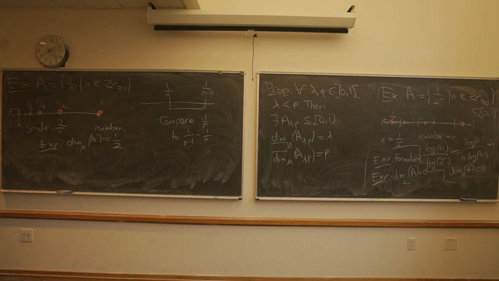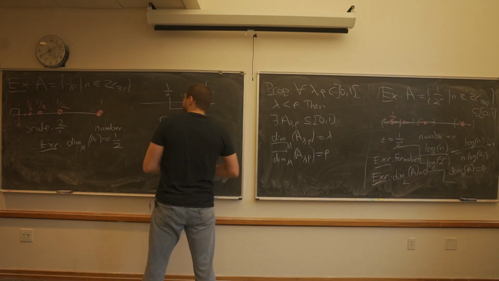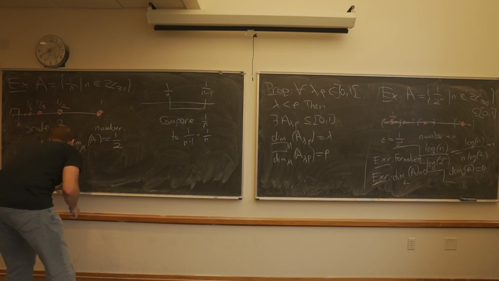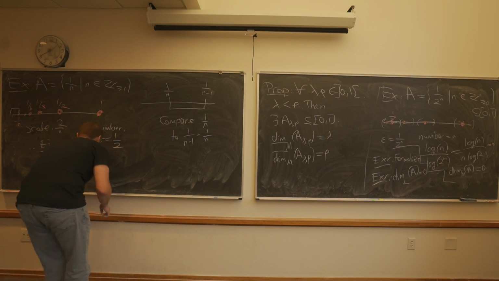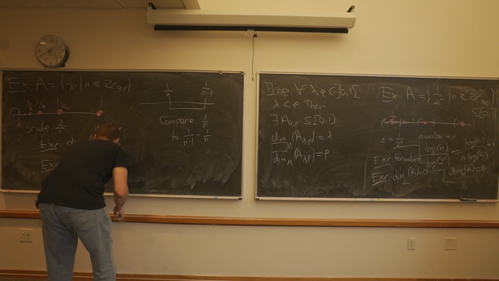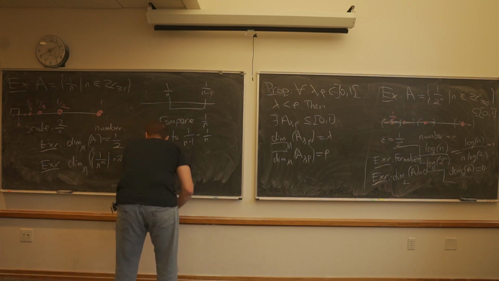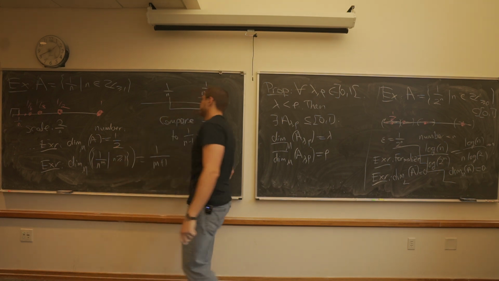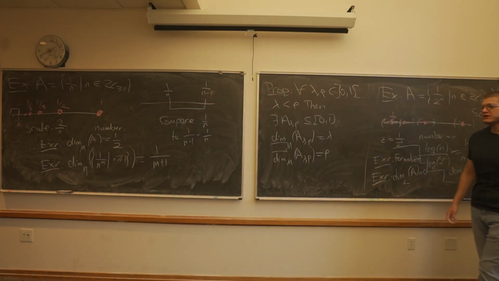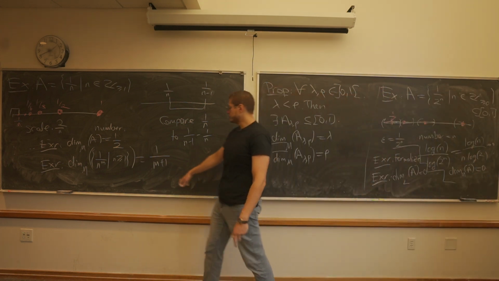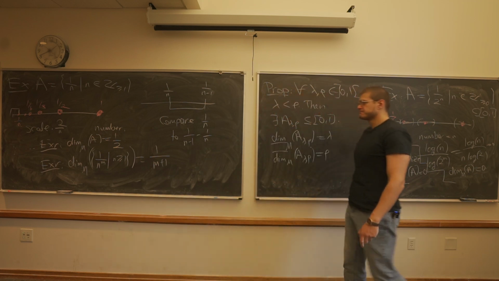Okay, it's a very nice exercise. I highly recommend it. And more generally, if I were to take a faster sequence, I would get something like this. 1 over n to the m becomes 1 over m plus 1. So if I were to look at 1 over 1 and then 1 over 4, 1 over 9 and so on, that set would have dimension 1 over 3.